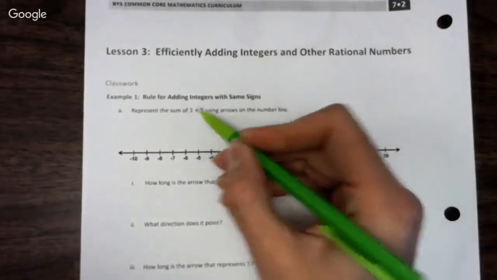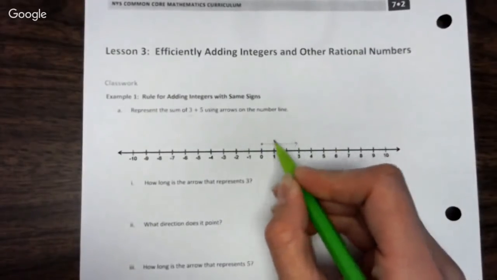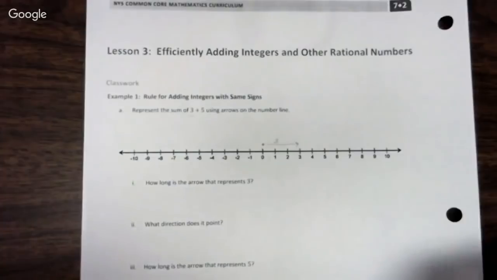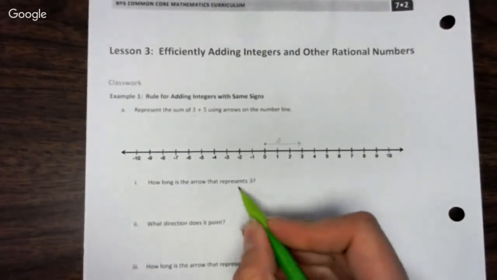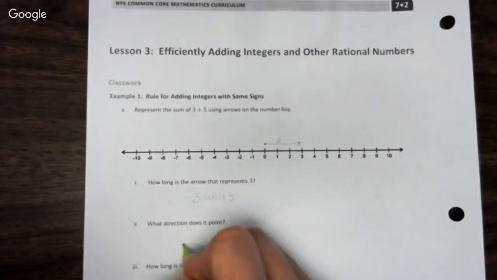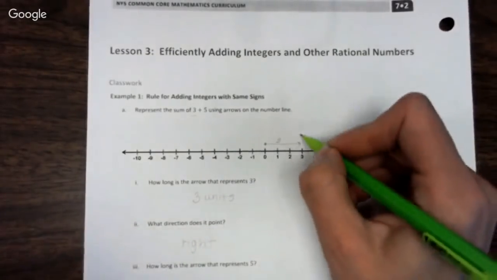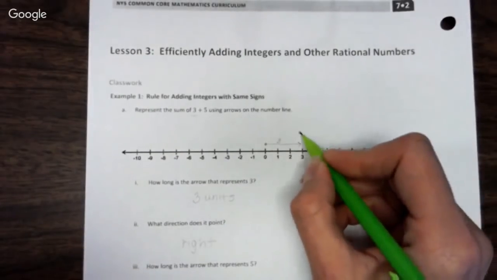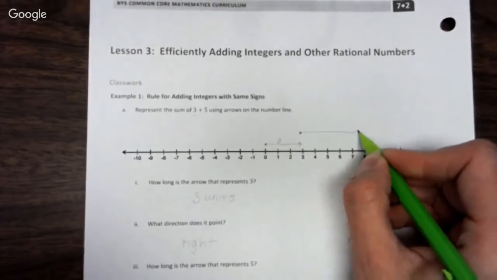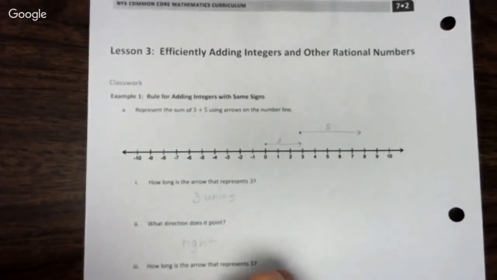So the first number is 3. We're going to start at 0. We're going to create our arrow 3 units to the right. So the arrow that represents 3 is 3 units long. It points to the right because it's positive. And from there, we're going to add 5. So we are going to go in the positive direction, 5 spots. So the arrow that represents 5 is 5 units long. It also points to the right because it's positive.